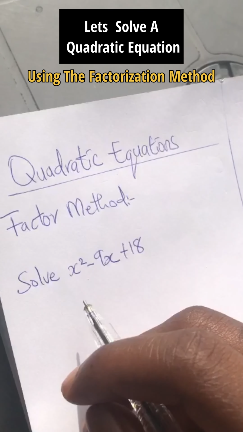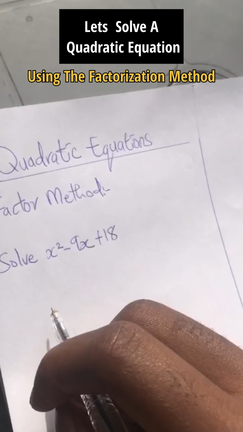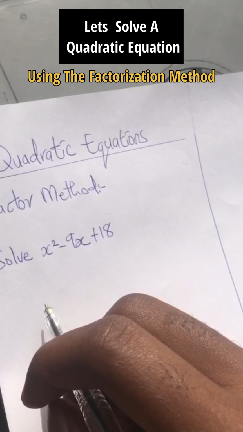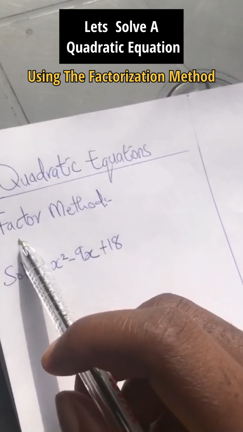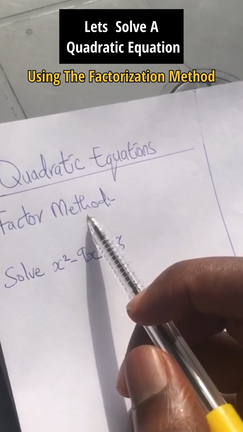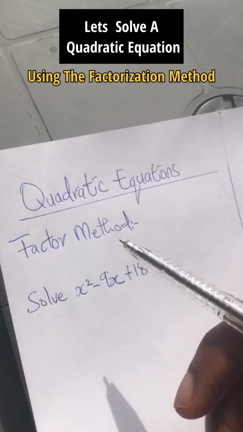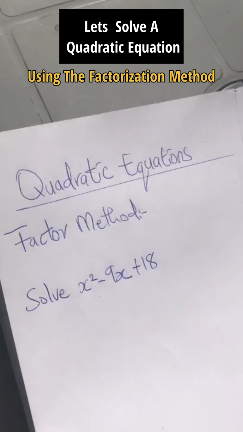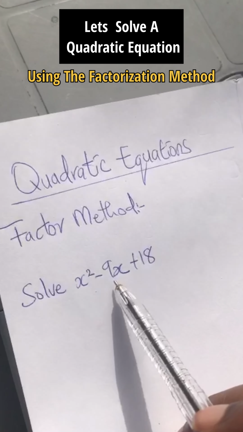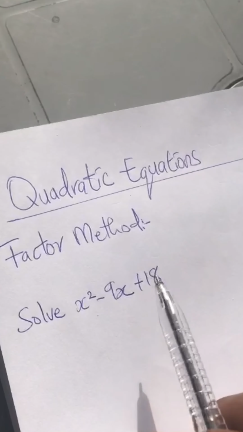Hello, my name is Eddie, and today we'll be learning quadratic equations, specifically how to solve them using the factor method, or factorization as it's called. So now we have a quadratic equation here, x squared minus 9x plus 18.